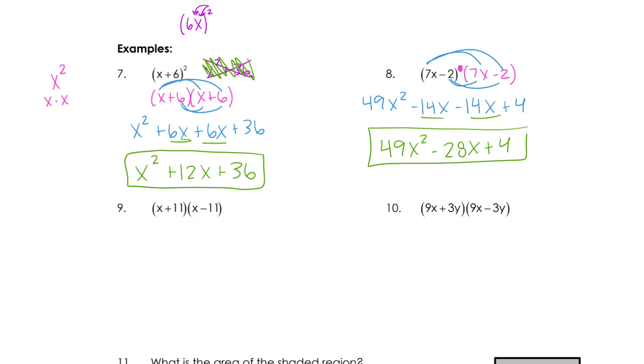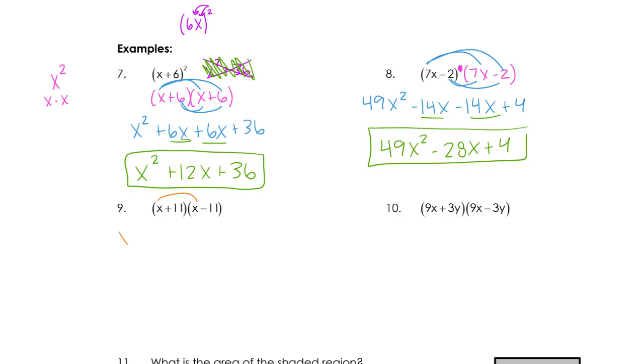Okay, looking at 9 and 10, you'll notice number 9 has x plus 11 times x minus 11. So two very similar binomials, but the only difference is one is a plus sign, one's a minus sign. We're about to see what's going to happen here. So again, I'm always going to FOIL on these.